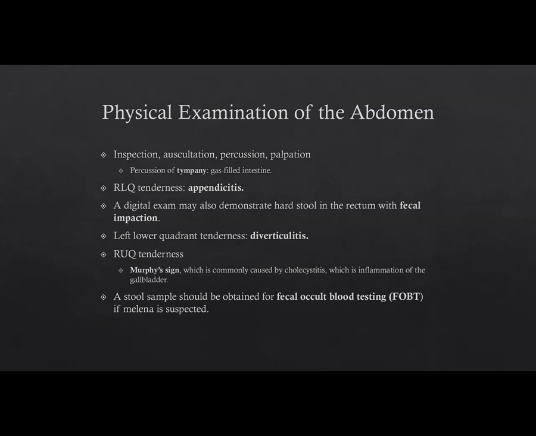Right lower quadrant tenderness usually indicates appendicitis. A digital exam may also demonstrate hard stool in the rectum with fecal impaction. Left lower quadrant tenderness is usually diverticulitis. Right upper quadrant tenderness is usually a Murphy sign, which is associated with your gallbladder. A stool sample should be obtained for fecal occult blood testing if they notice any of that melena. So if there's any sign of blood in the stool.